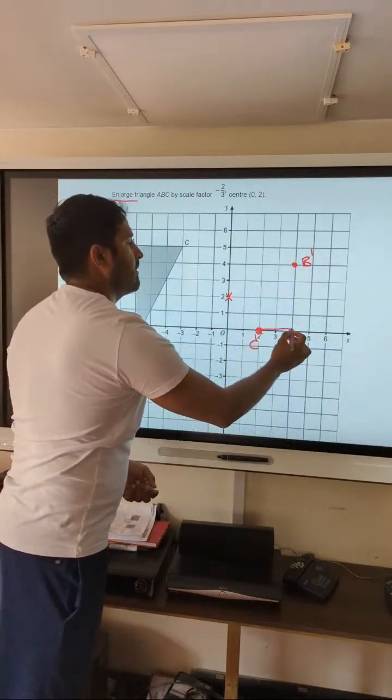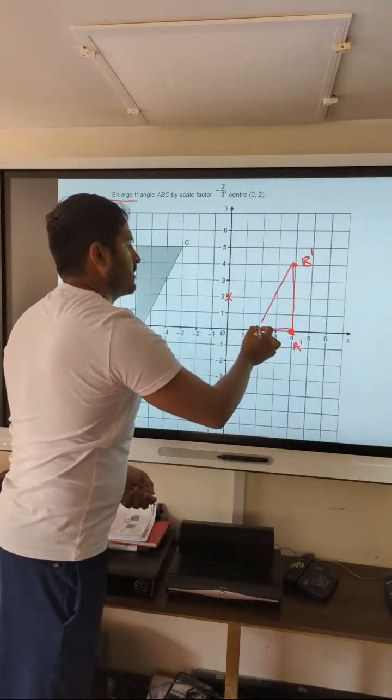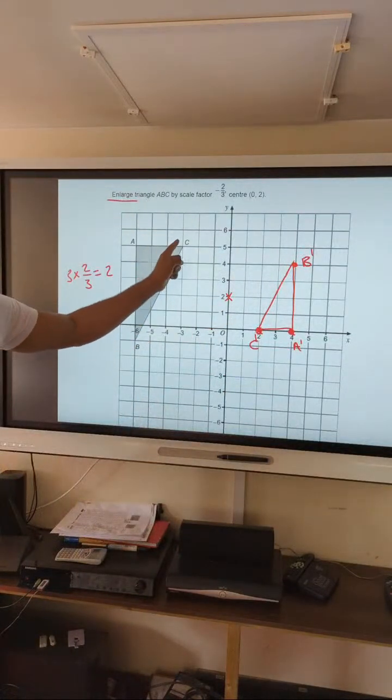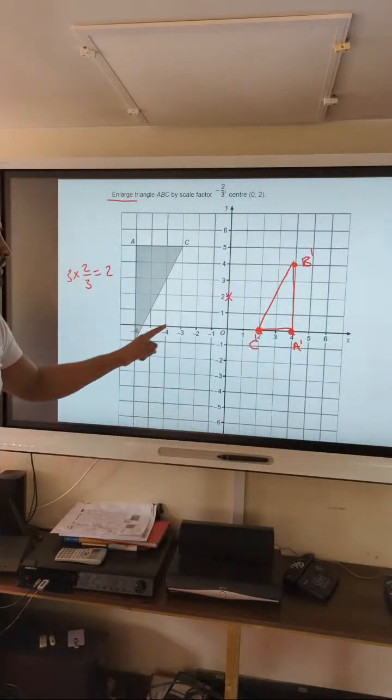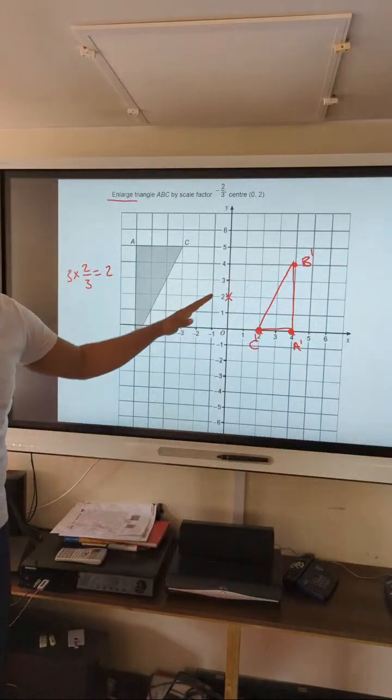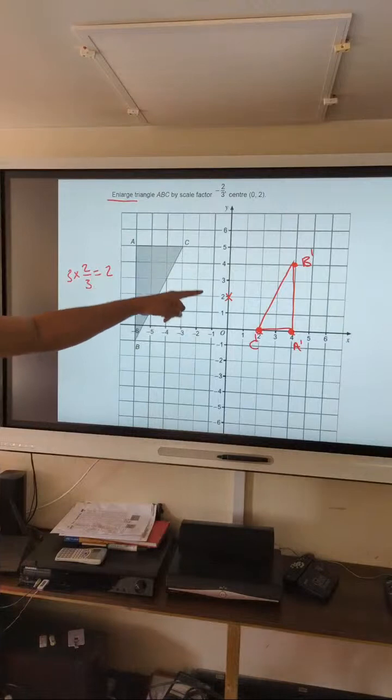Okay. So this is my image of that. So that's the enlarged shape. You can check that by joining C to C prime, B to B prime, A to A prime. They all will be going through the center. Okay? And that's my image there.